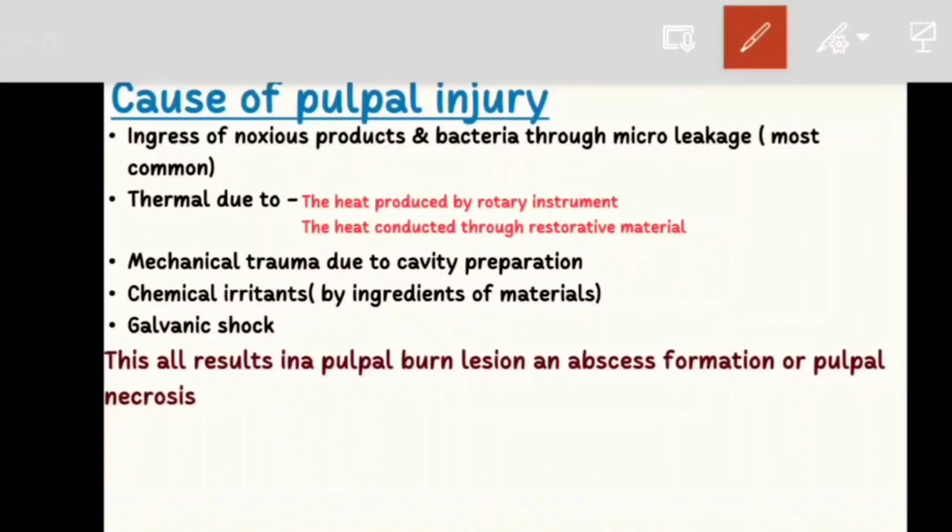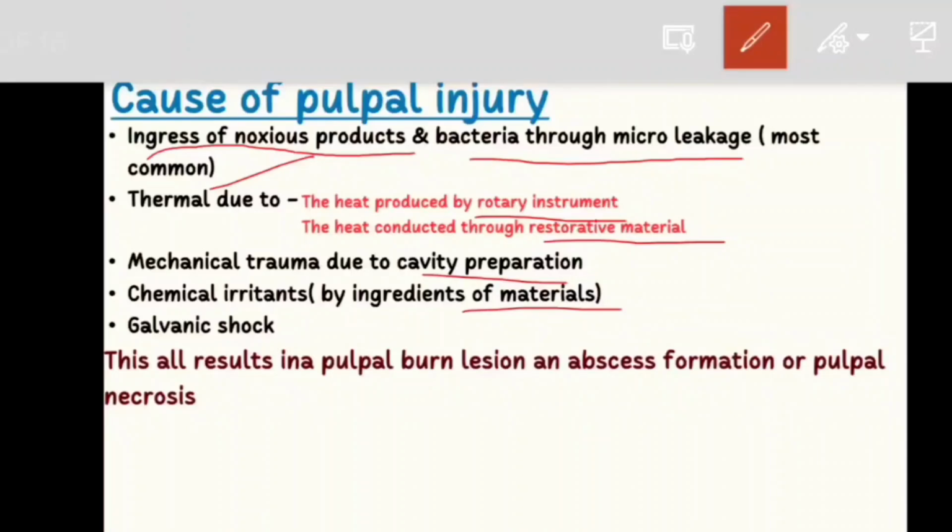Now, the causes of pulpal injury. The causes include microleakage, the entry of bacteria and toxins, which is the most common cause. Second is thermal injury, due to the heat produced by the rotary instrument, and heat conducting through the restorative material. Third is mechanical trauma during cavity preparation. Fourth is chemical irritants, due to ingredients of the restorative material. Fifth is galvanic shock. These can lead to pulpal burn, abscess formation, or pulpal necrosis.